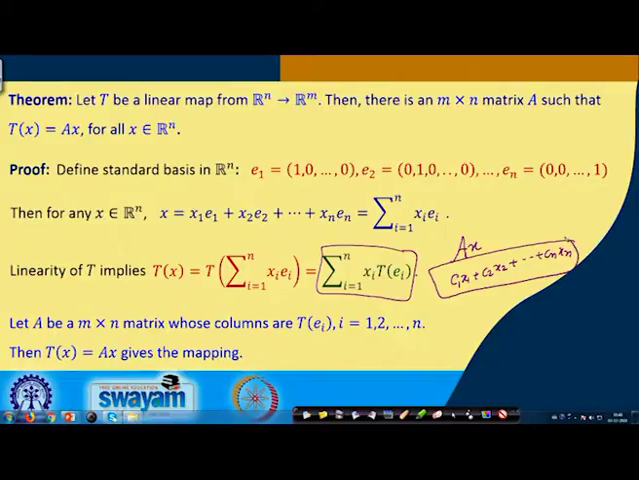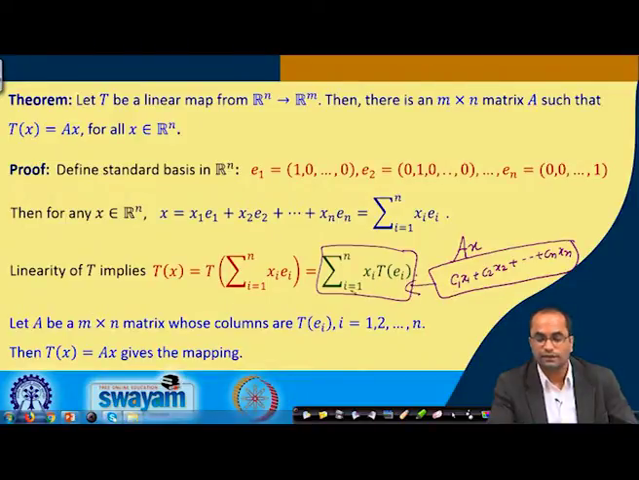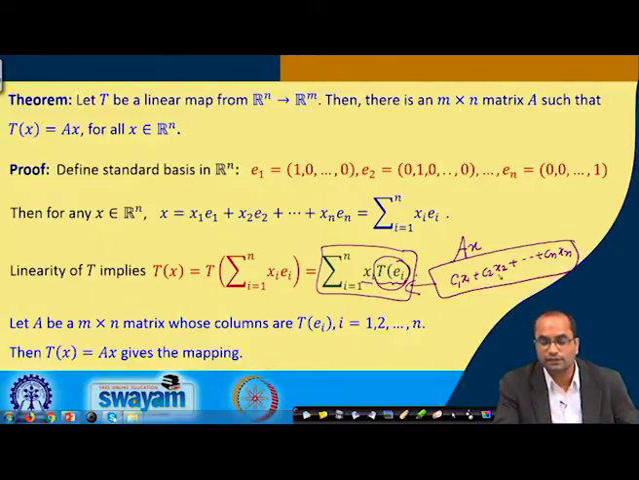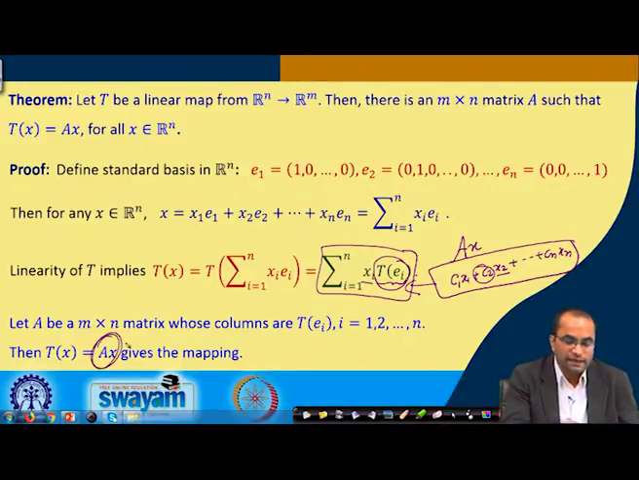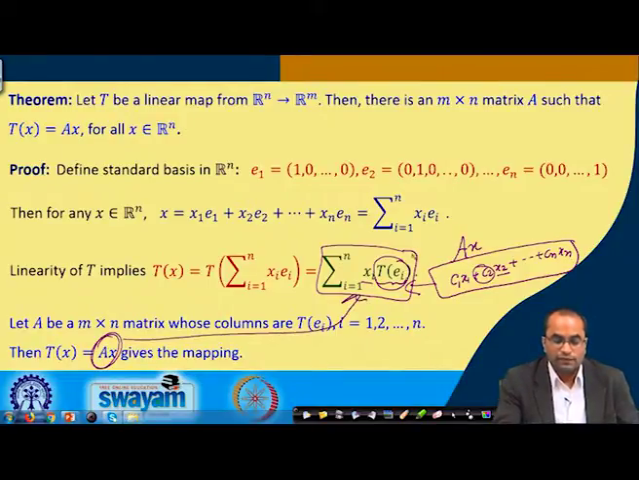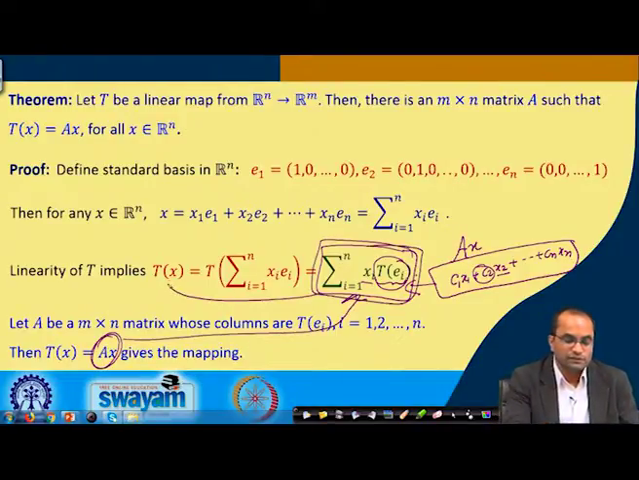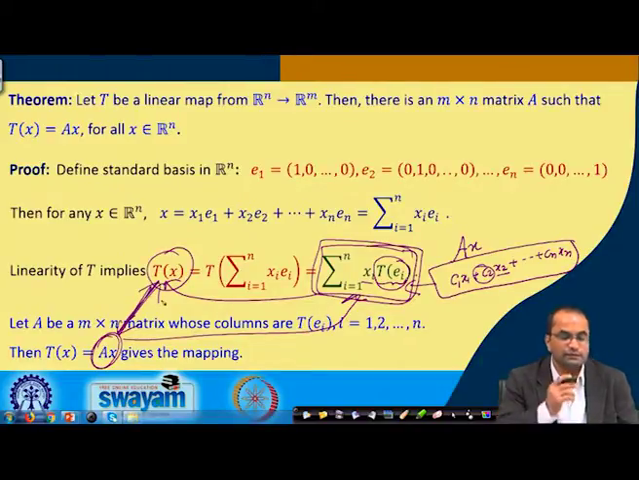That is another way of looking at the matrix vector product. Here we have used the idea that x 1 is multiplied by the vector T E 1. So, if we place T E 1 as the first column in our matrix, and similarly x 2 multiplied by T E 2 is placed in the matrix's second column, then the product A x will be exactly T x. So, T x is exactly A x.